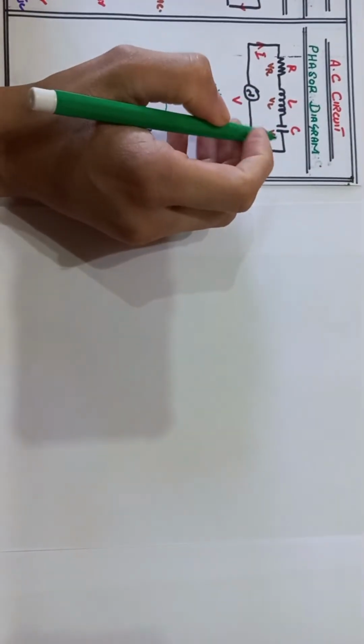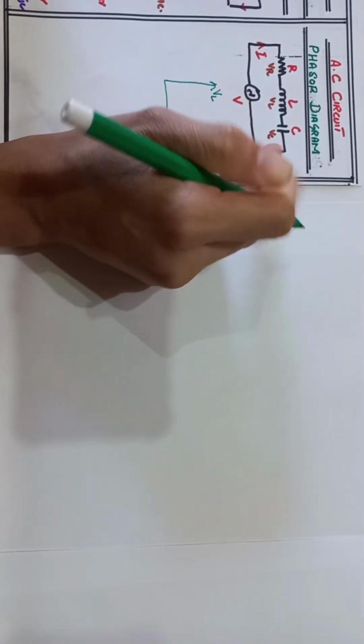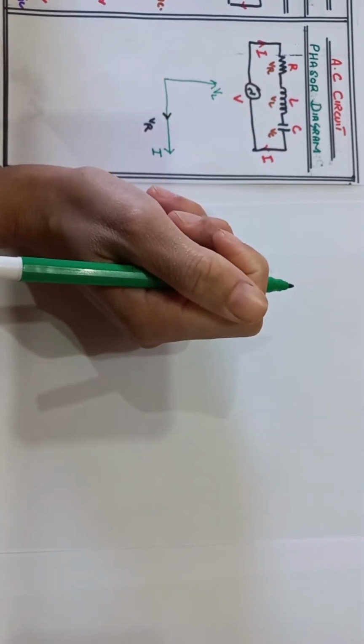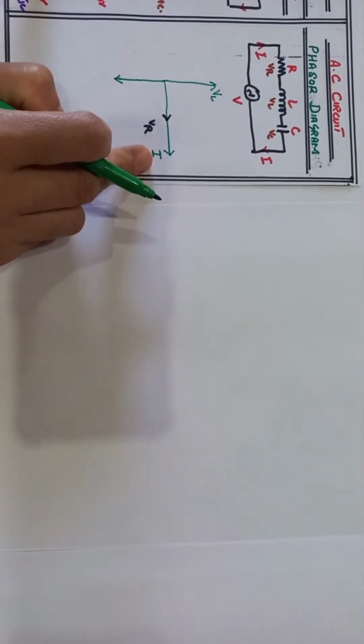When the current passes through the capacitor C, in the capacitor the current always leads the voltage VC by 90 degree. So here the voltage lags but the current leads. So here is the phasor diagram of the voltage VC, that lags behind the current by 90 degree. So this is the phasor diagram of the VC.